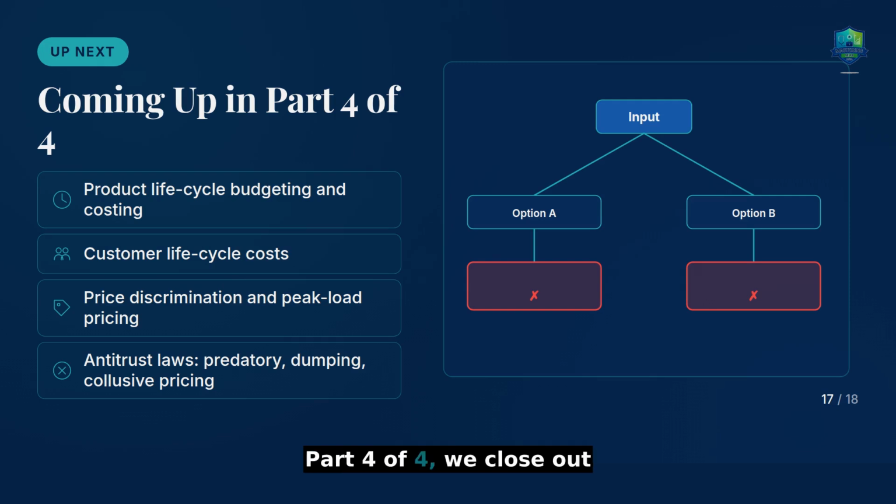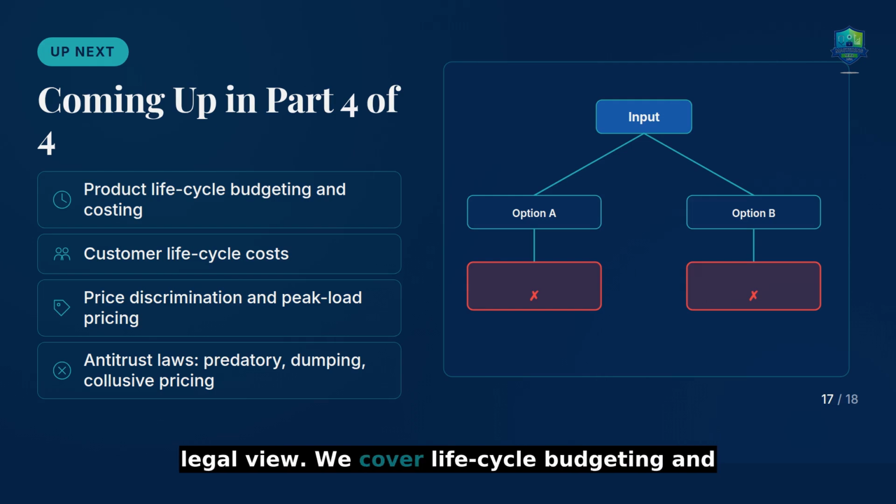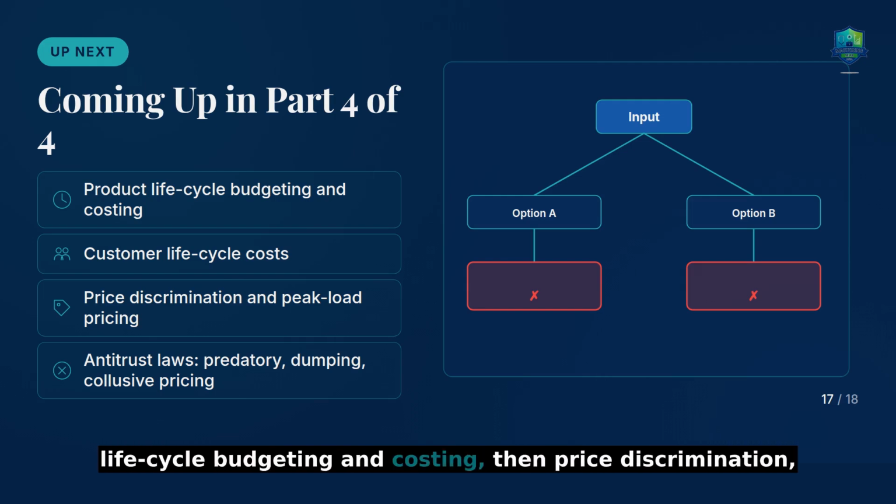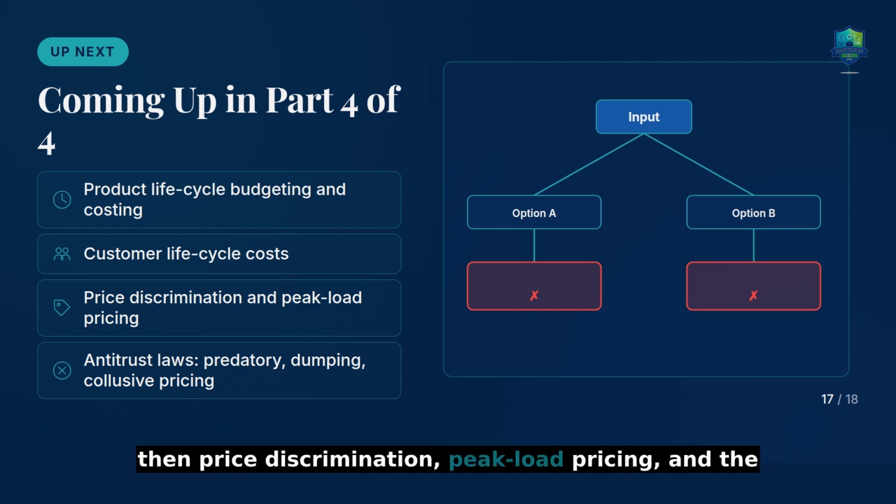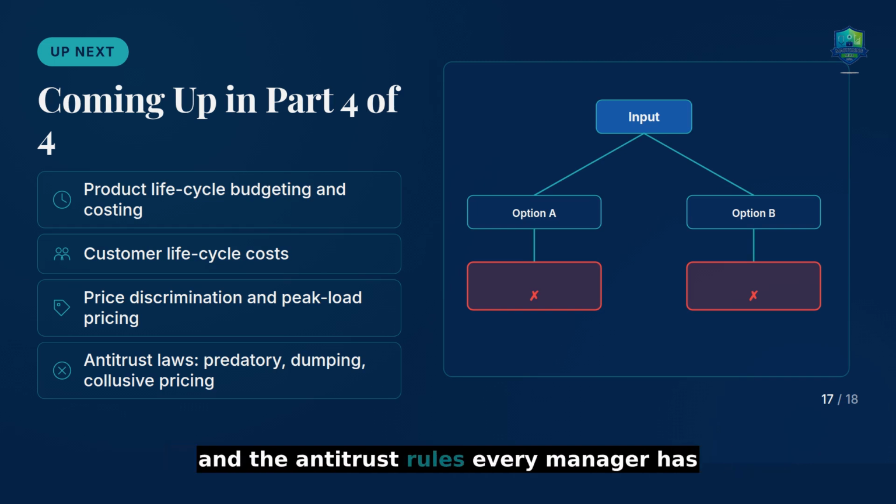In part 4 of 4, we close out chapter 7 with the long view and the legal view. We cover life cycle budgeting and costing, then price discrimination, peak load pricing, and the antitrust rules every manager has to follow.